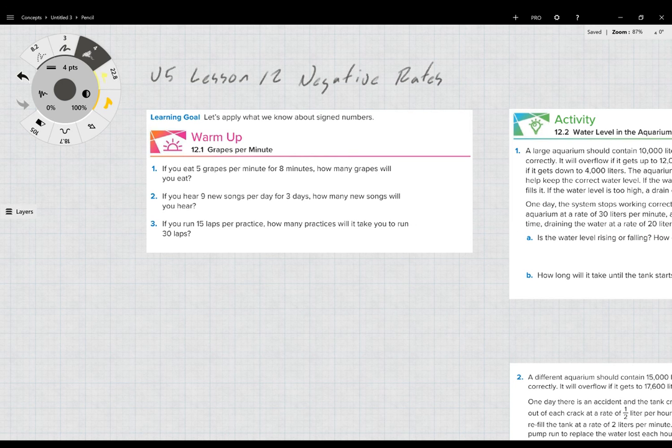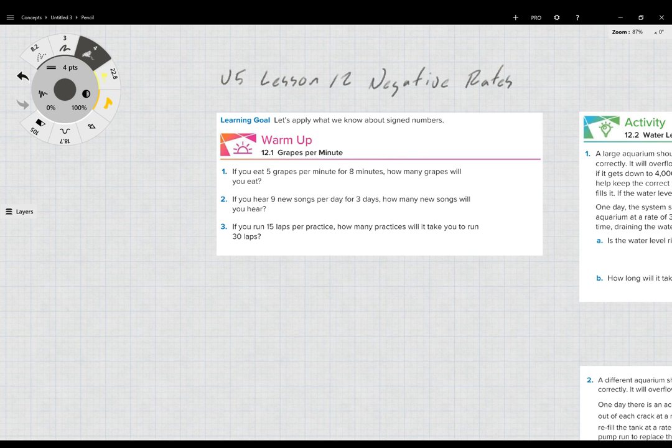Just to recap from yesterday, we talked about our division rules. The first one we had was a positive divided by a positive equals a positive. A negative divided by a positive equals a negative. And a negative divided by a negative equals a positive. And coincidentally, these are the exact same rules for multiplication. So that's the nice thing about multiplication and division, is that the rules are exactly the same.